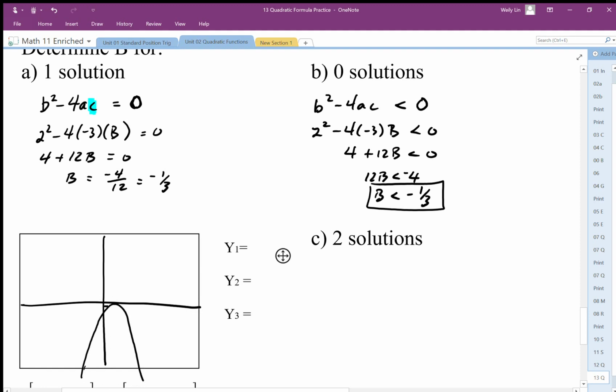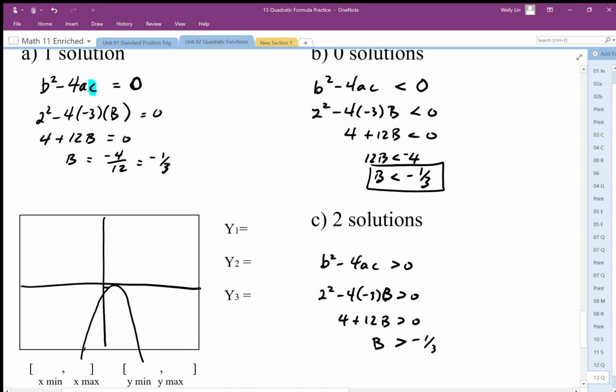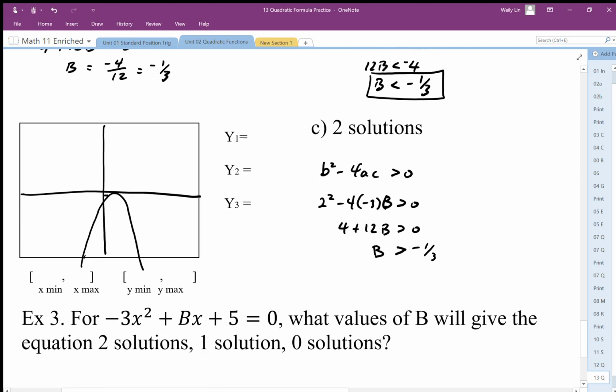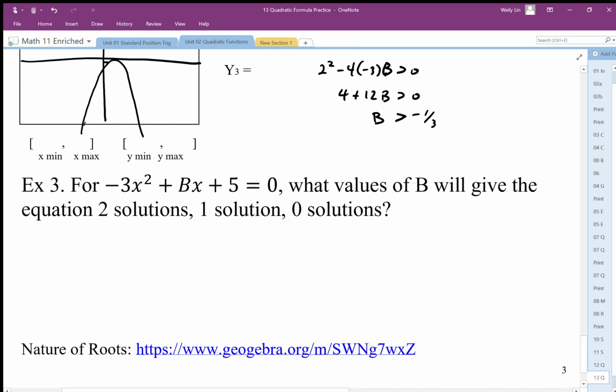So for two solutions, it's going to be the opposite. Again, we can just plug that in, but essentially this time we want greater than 0, and when we solve this, we're going to end up with the same equation. So we end up with b is greater than negative 1/3. If it's more in the positive direction, we're going to get two solutions. We can see physically how that's going to happen. So we can figure out the b values that will give us two solutions, one solution, zero solutions.